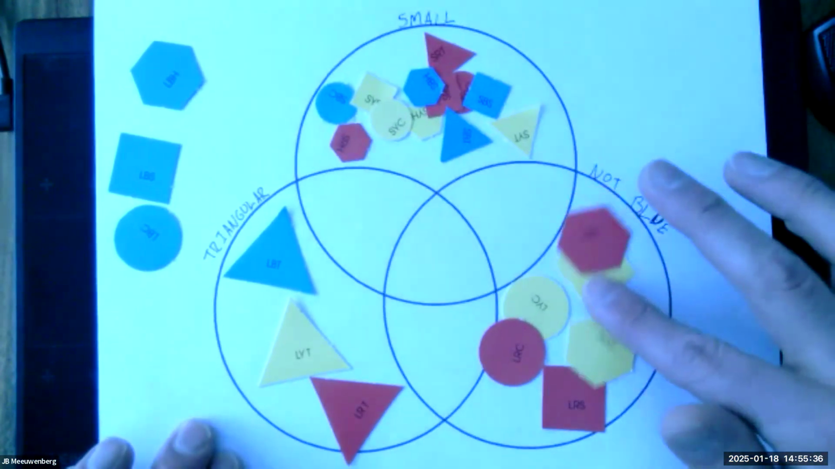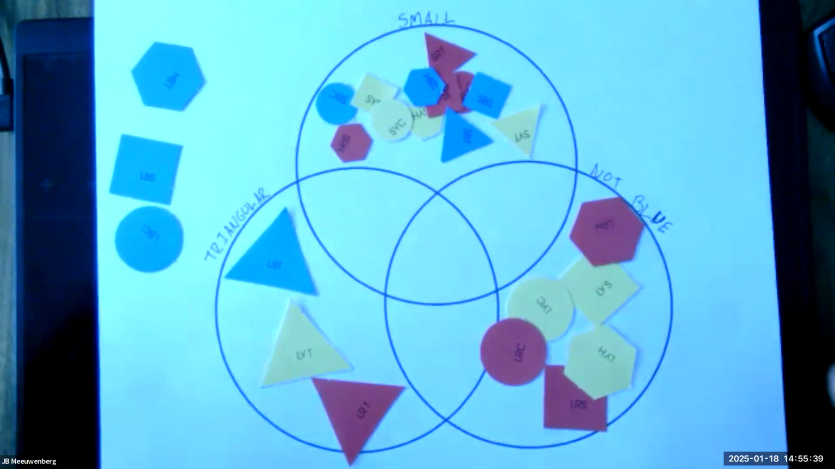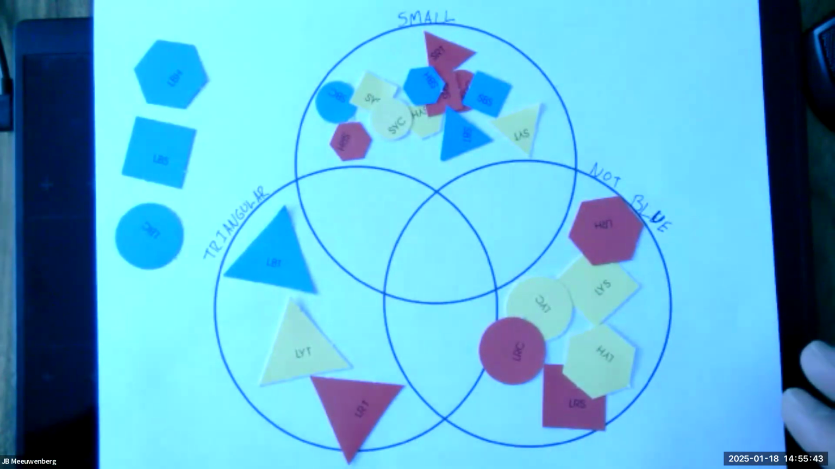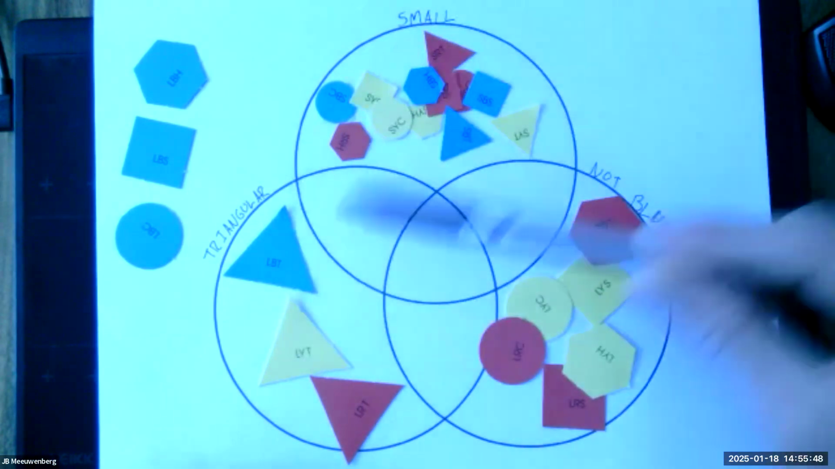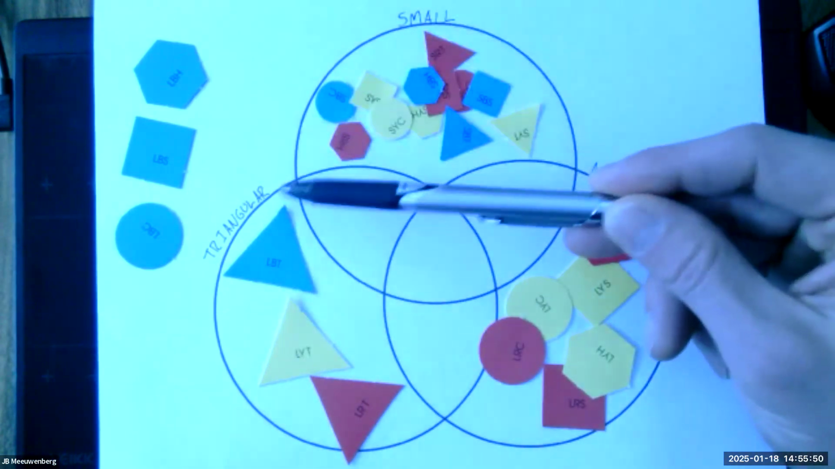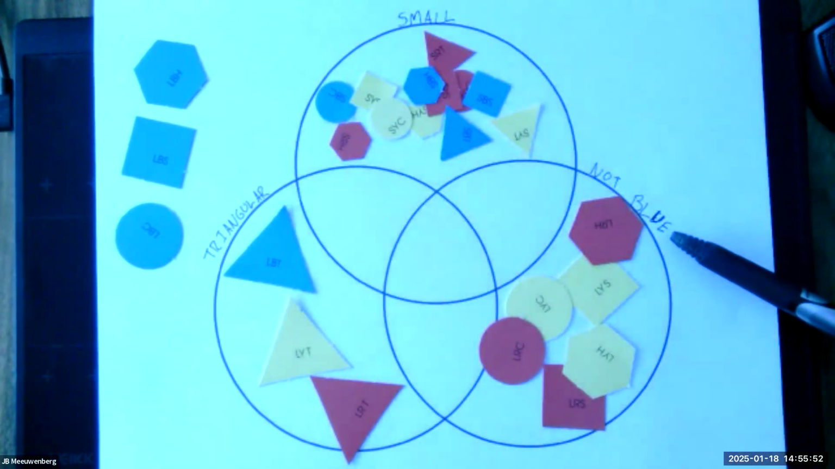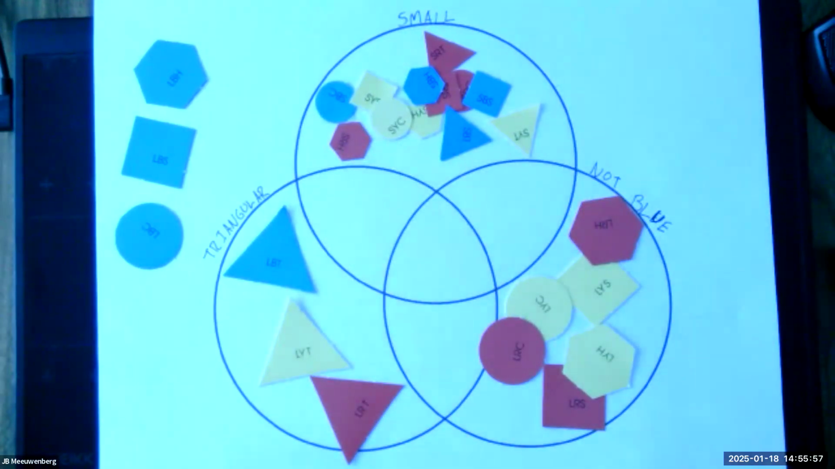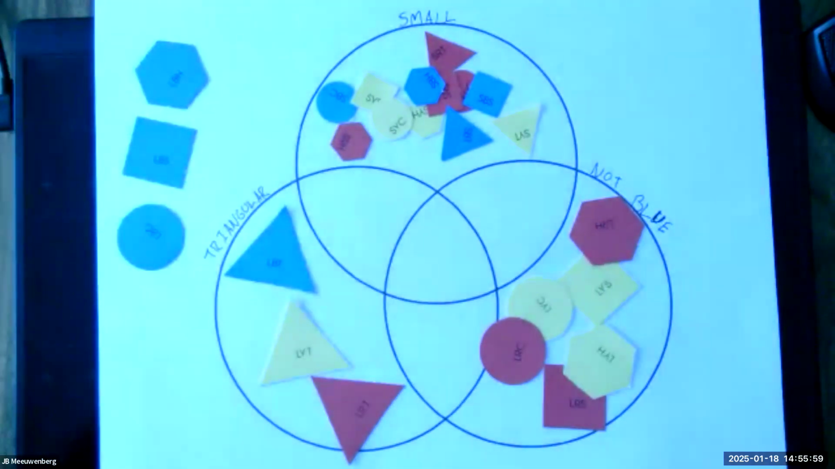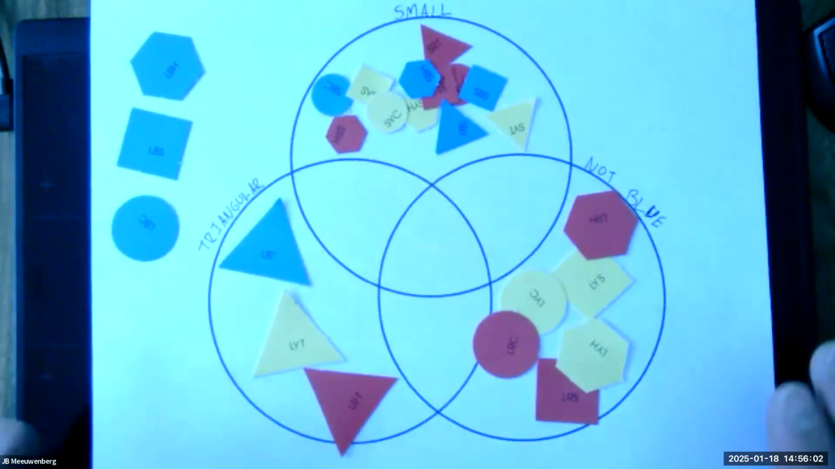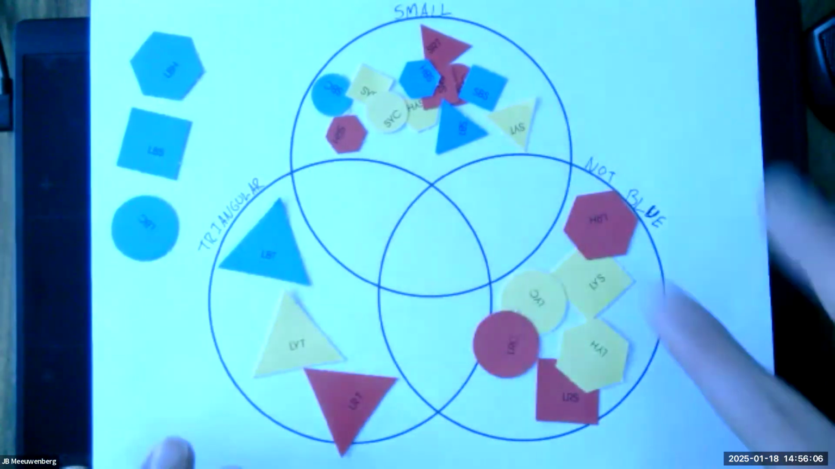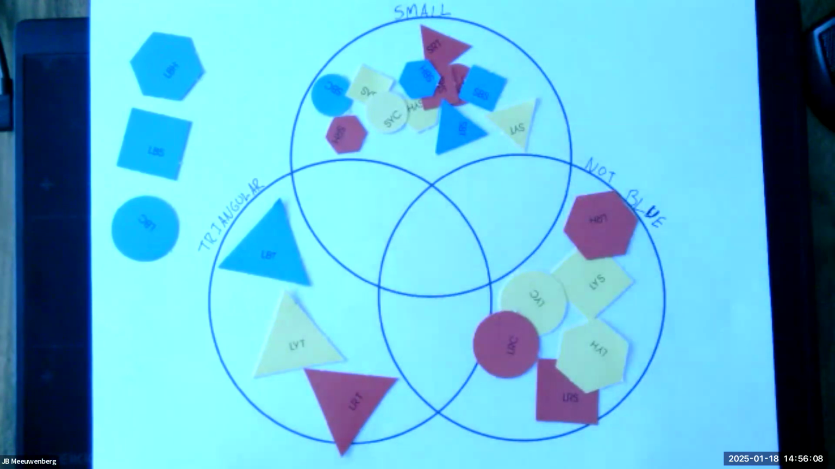Okay. So now what? We've got three pieces on the outside: a large blue circle, a square, and a hexagon. Are we sure that those don't belong anywhere in here? They're not small, they're not triangular, and they're not blue. Or they are blue, so they don't belong in the not blue section. So these three remain on the outside. So now what we have to do is look inside these circles and see if any of them belong in the overlapping regions.